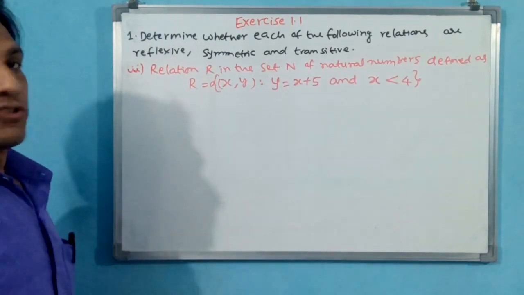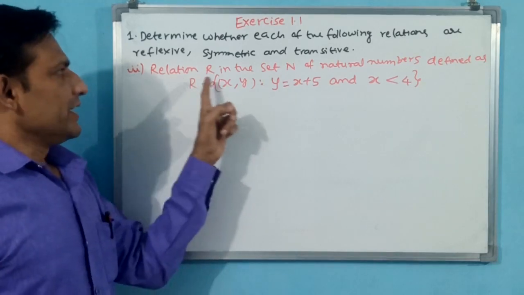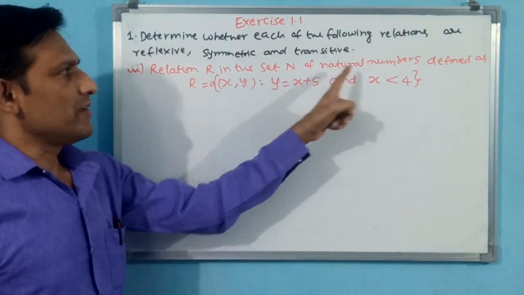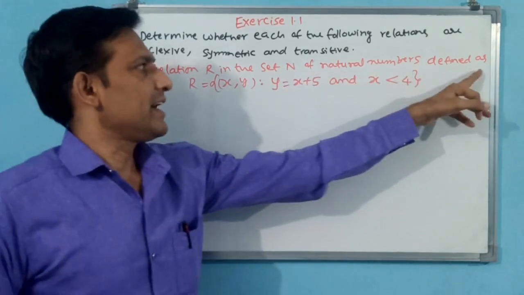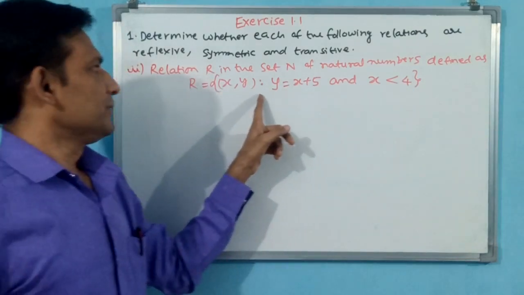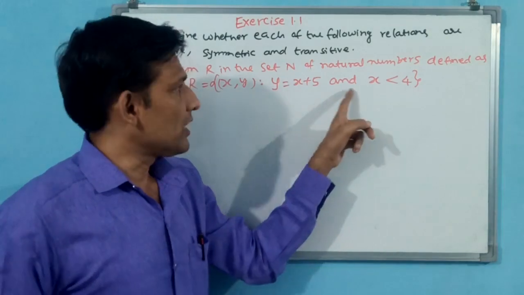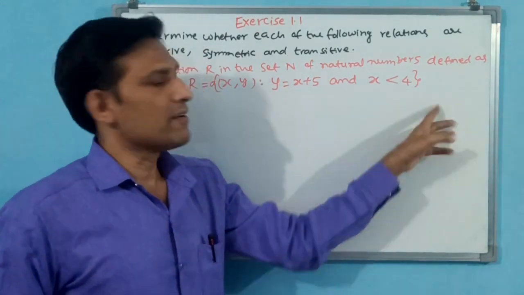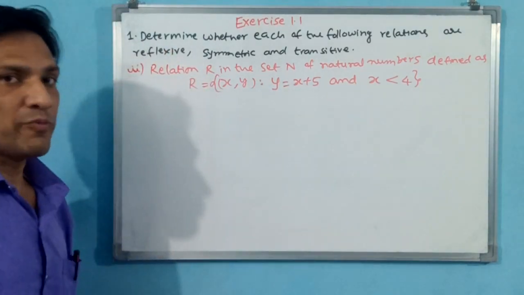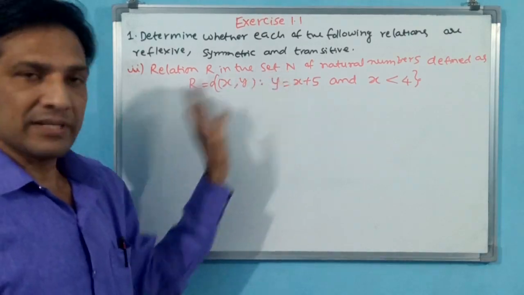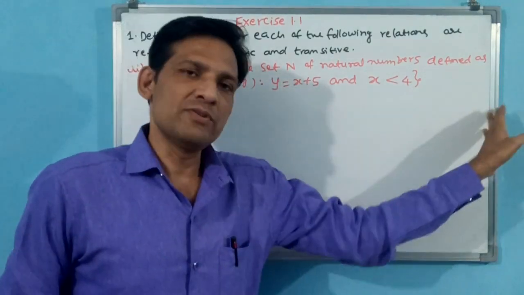See the second part. Relation R in the set N of natural numbers is defined as R equals y equals x plus 5 and x is less than 4. That means whatever relation you take, you should take from natural numbers N only. We know natural numbers are 1 to infinity.